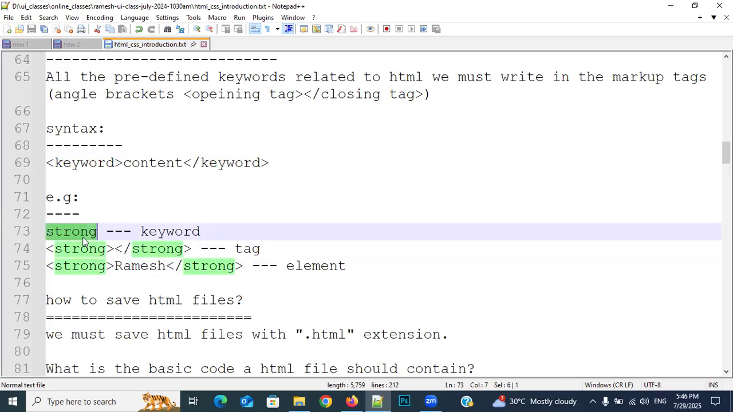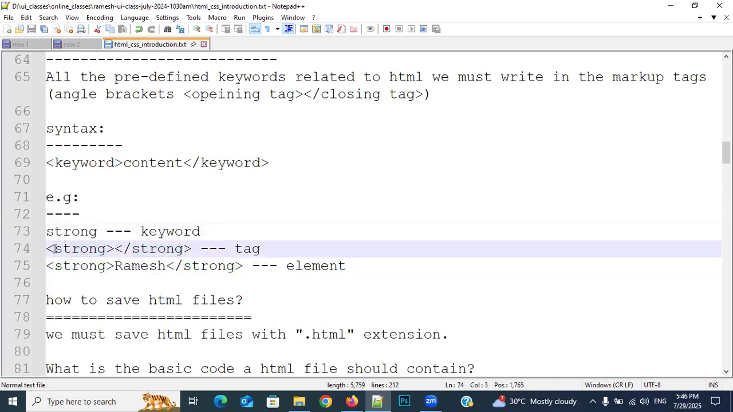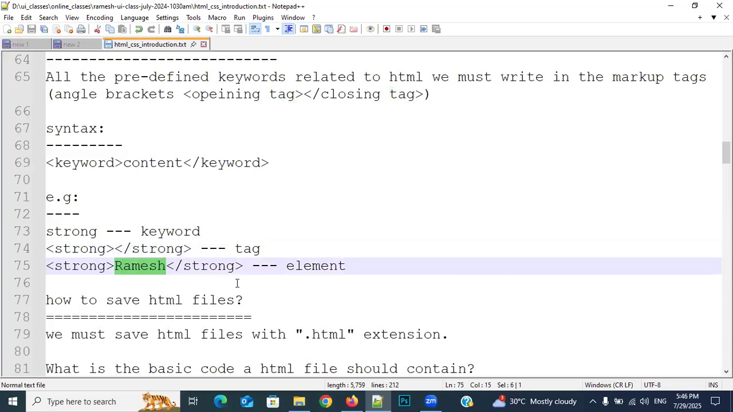Keyword means a predefined keyword related to HTML. This keyword cannot do anything without writing in these angle brackets. That's why I'm writing this keyword inside these angle brackets. Whenever you write the keyword inside the angle brackets, then we can call it a tag. Whenever you write content in between the tags, then we can call it an element only. Clear or not? Respond.